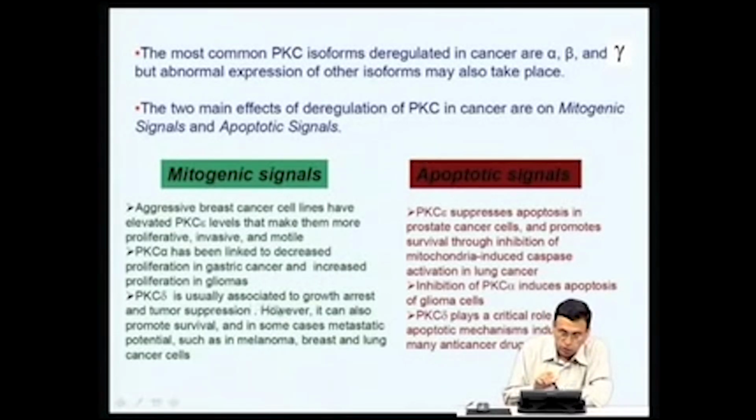PKC delta is usually associated with growth arrest and tumor suppression. It can also promote survival and, in some cases, metastatic potential, such as in melanoma, breast and lung cancer cells. So PKC deregulation plays a very important role in the activation of a number of mitogenic signals.